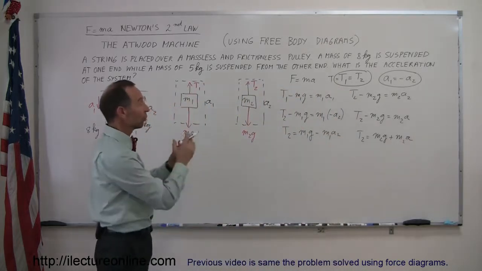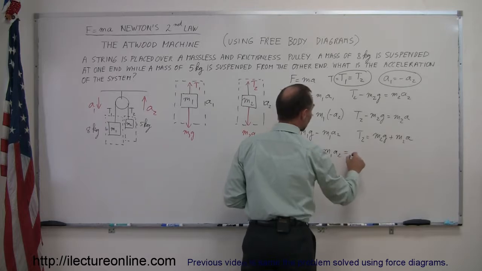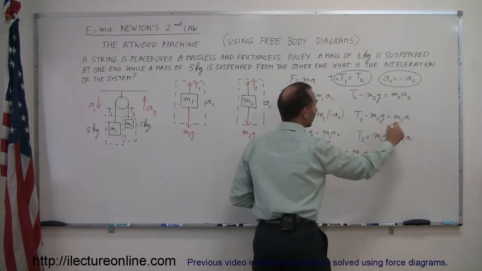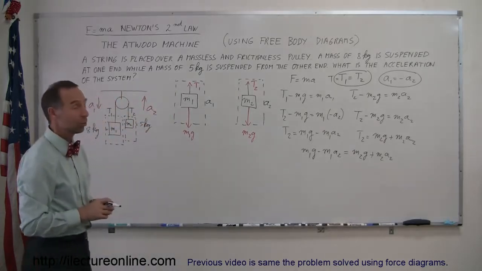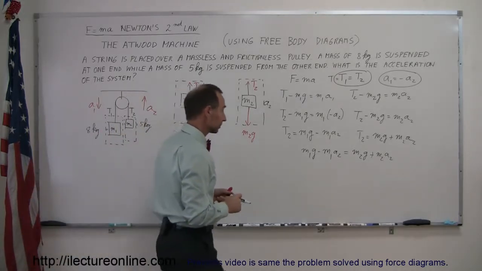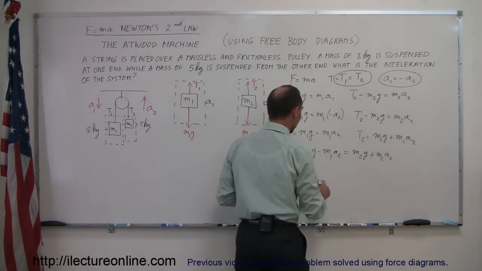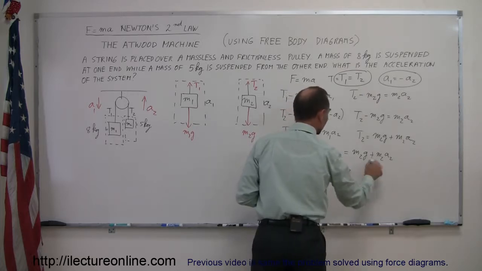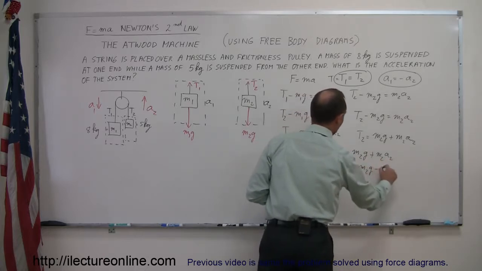Now you can see that we can set those two equations equal to each other. In other words, M1G minus M1A2 must therefore equal M2G plus M2A, and this is still A2, so I better mark it as A2. There we go. And now we have one equation with just one unknown, which is A2. So we can solve for A2 by moving all the variables that have an A2 to one side and everything else to the other side. So we have minus M1A2 minus M2A2, by moving this term over, equals M2G minus M1G.